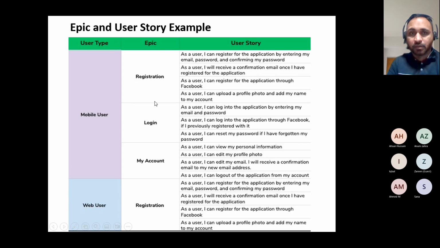The next one is login. Once you are successfully registered, you have to make sure you are successfully logged into the system as well. Over here, as a user, I can log in to the application by entering my email and password. Kind of happy path, right? Simple, pure, by using a valid email and password.